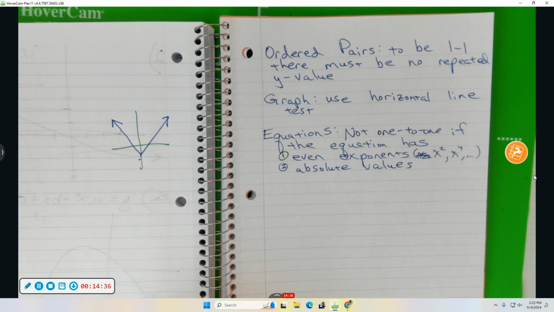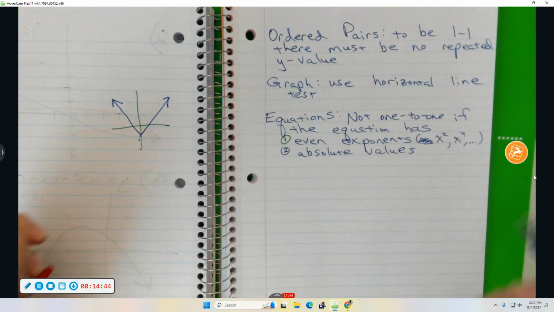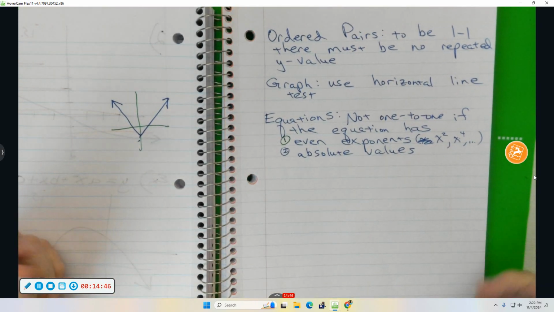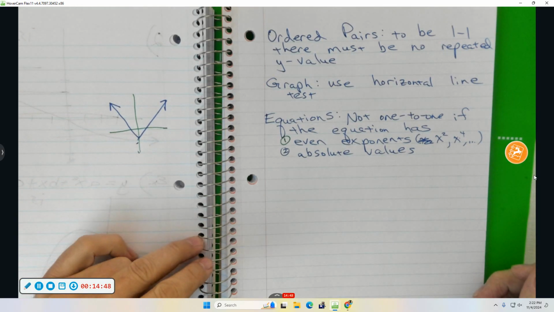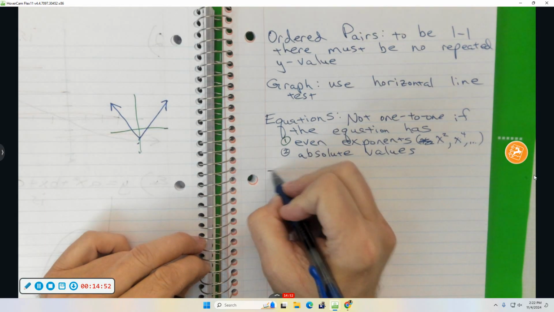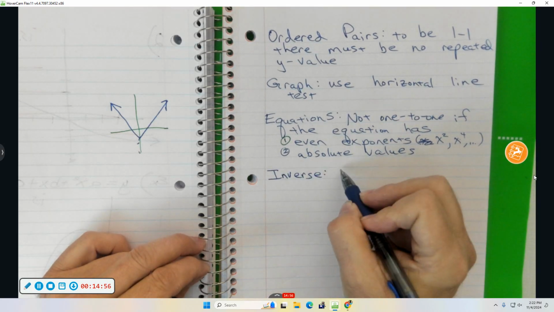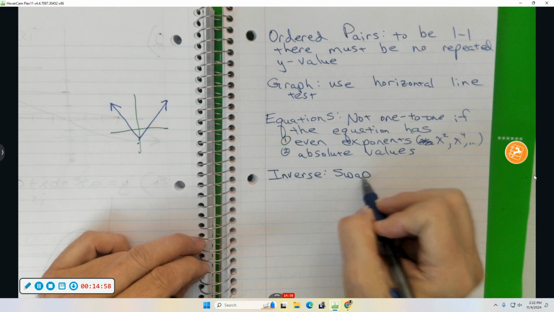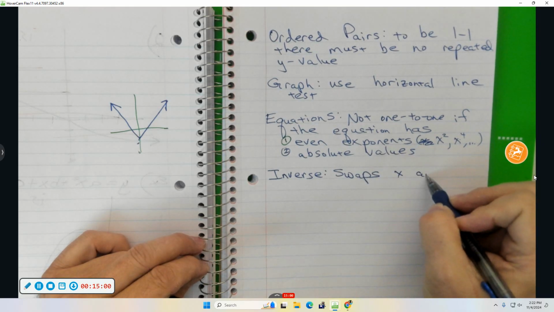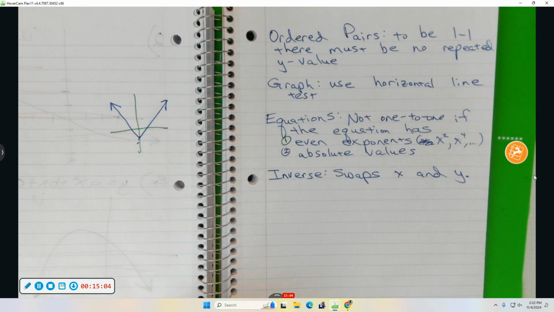Any questions so far? You may not see where we're going with all of this, but I'm about to get started with it. The inverse of a function is the set of ordered pairs you get when you reverse the x and y coordinates. So an inverse swaps x and y. I'll swap the x and y coordinates.